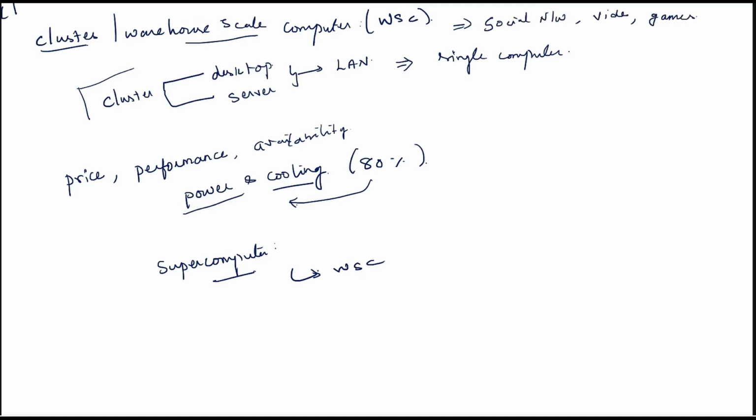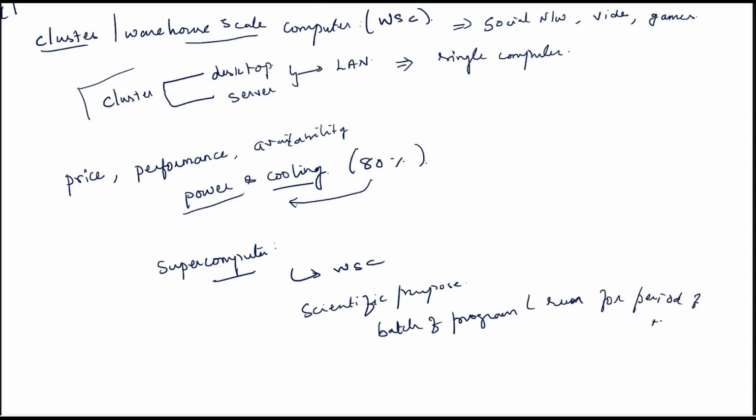But supercomputers are mainly used for scientific purposes. They will give us a batch of programs, and the batch of programs will run for some period of time, not just 1 hour or 2 hours, even for a week, and then give the output. So a supercomputer is wholly for scientific purpose. This is very important.